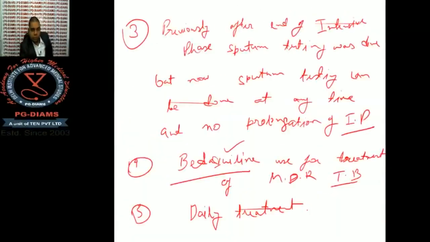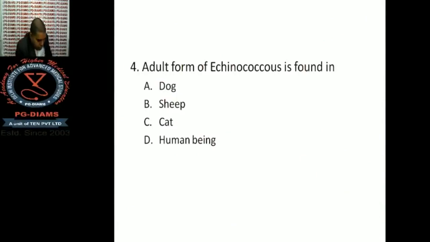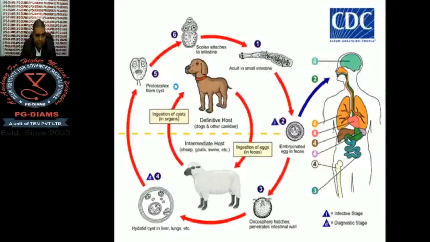Now let's move to our fourth question, which is: adult form of echinococcus is found in. Okay, echinococcus is a cystic disease, echinococcus granulosus, and in echinococcus the adult form is present in dog. Okay, this you must be knowing, but let's look at the life cycle of echinococcus granulosus.